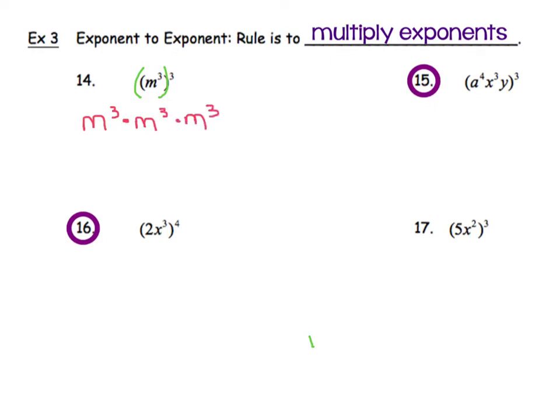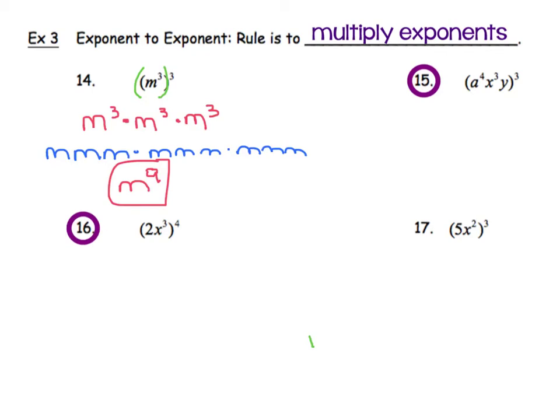Okay, so this, we just kind of actually turn it into a problem of multiplication. I can expand this, or remember the rule, you just add the exponents. Okay, so I have m times m times m. Notice, count up, how many m's do we have altogether? 9. So that would be the answer.